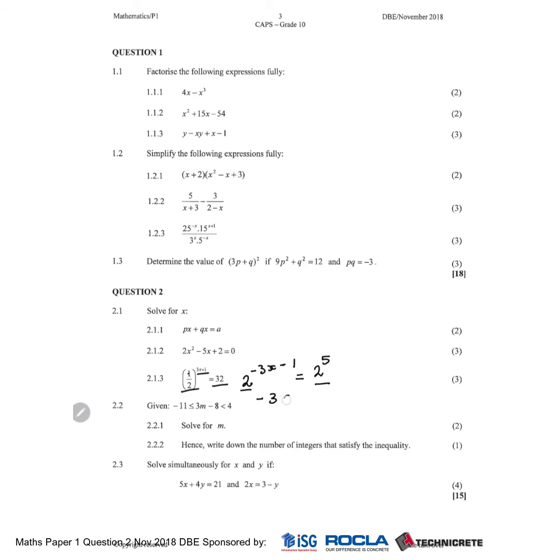Once the bases are the same, we can get rid of them. So minus 3x minus 1 is equal to 5. And we take the negative 1 to the other side. That becomes 5 plus 1, which is 6. And we divide by negative 3, so x will be equal to negative 2.